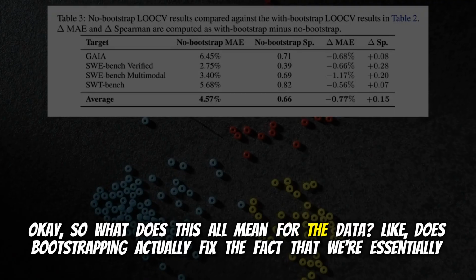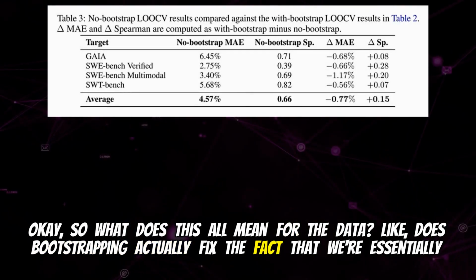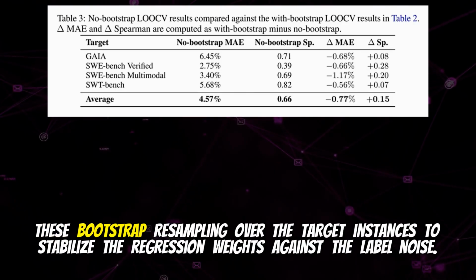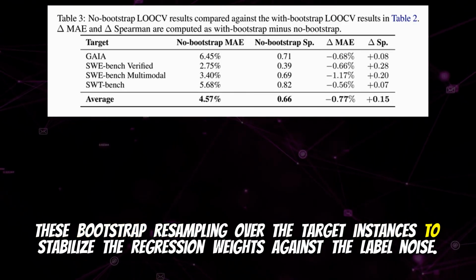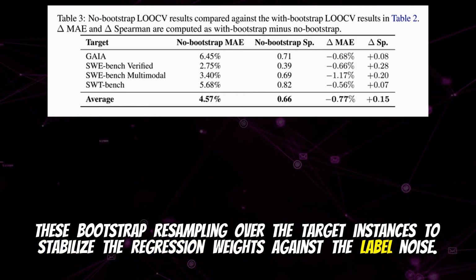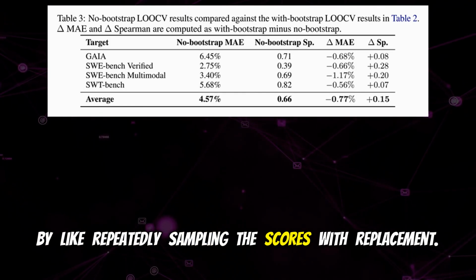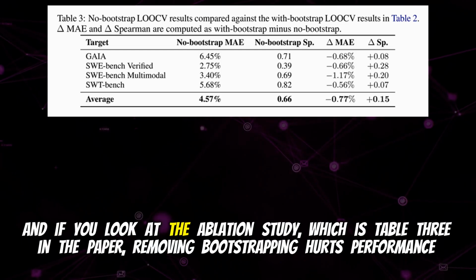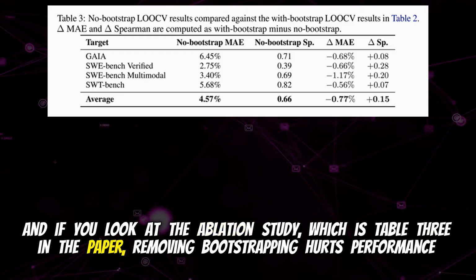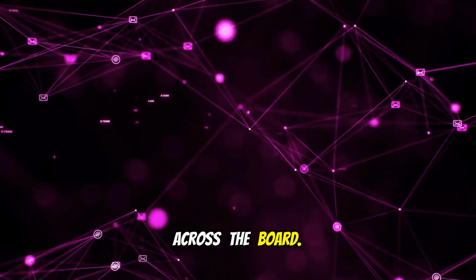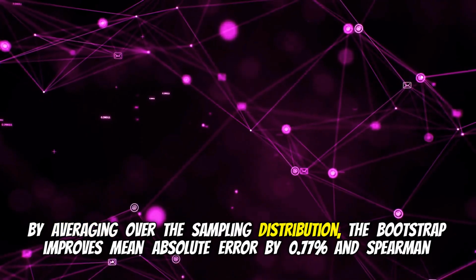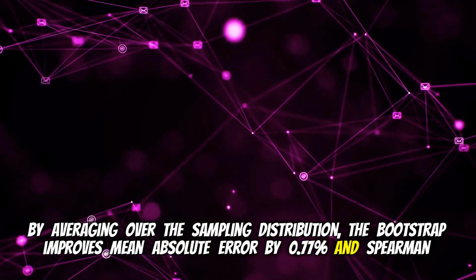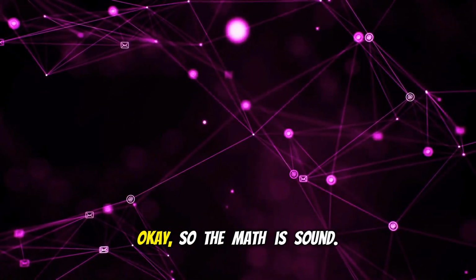Okay, so what does this all mean for the data? Like, does bootstrapping actually fix the fact that we're essentially fitting a line to only 14 data points? It does. They use bootstrap resampling over the target instances to stabilize the regression weights against the label noise. By, like, repeatedly sampling the scores with replacement? Yeah, you essentially create a distribution of possible ground truths. And if you look at the ablation study, which is table 3 in the paper, removing bootstrapping hurts performance across the board. Wow. By averaging over the sampling distribution, the bootstrap improves mean absolute error by 0.77% and Spearman correlation by 0.15.